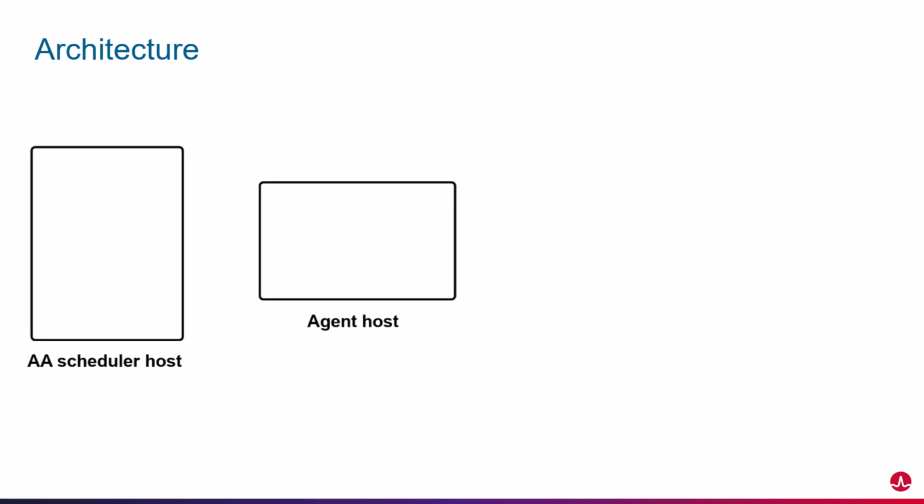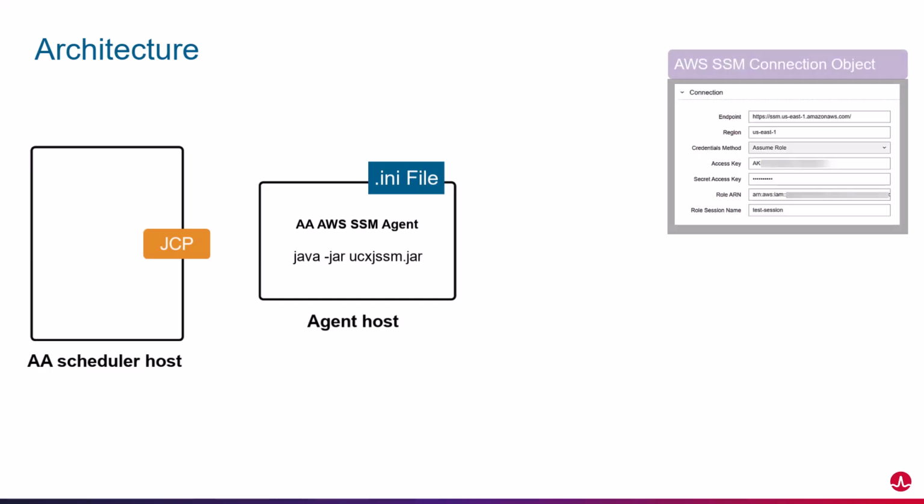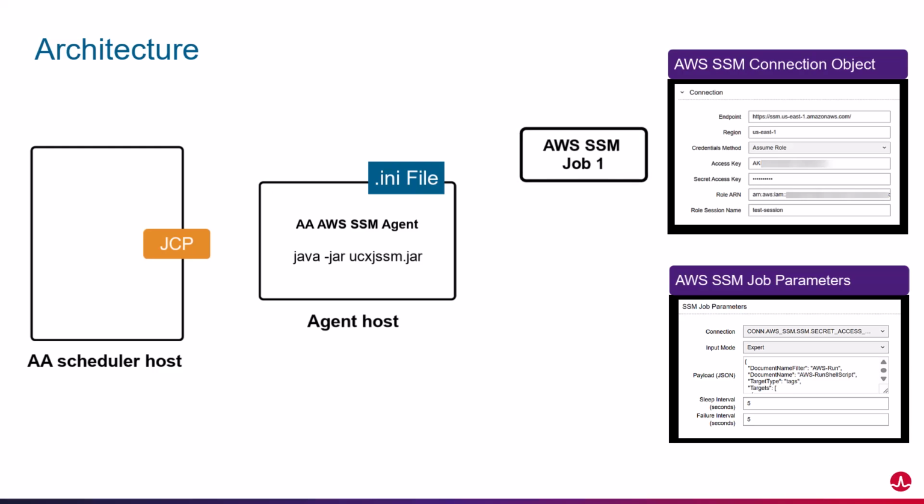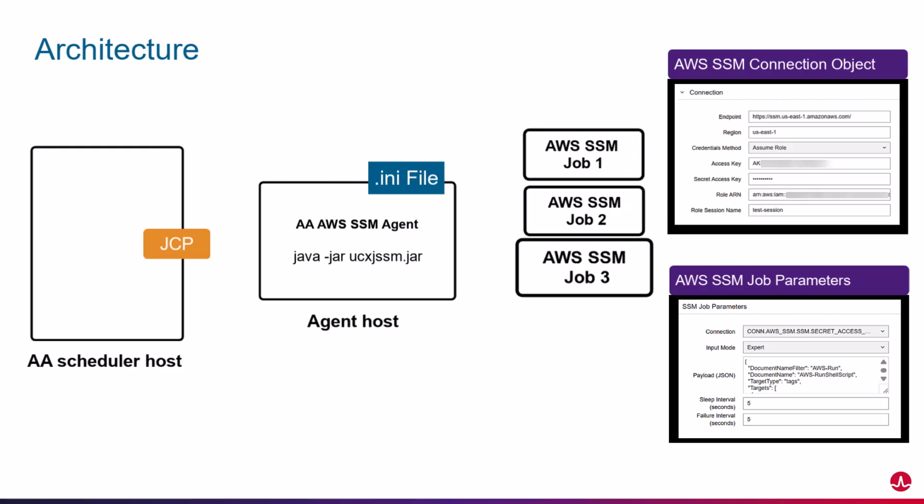The agent is configured with a simple INI file containing standard values: system, agent name, connection, and TLS. When we start the agent, it connects to the engine and it adds two new objects to the repository: a connection object to store the AWS SSM endpoint and login data, and a job template designed to trigger AWS SSM jobs. Let's assume we're automating for 4 instances of AWS SSM.